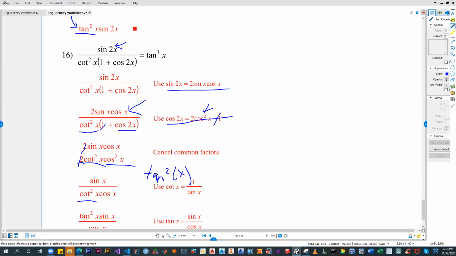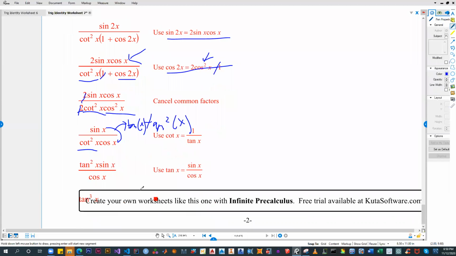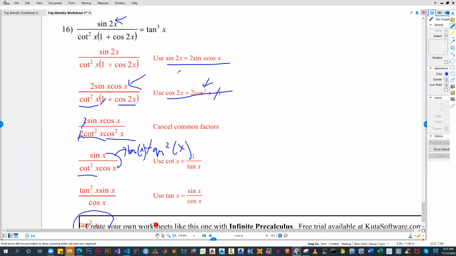Tangent squared, and then this sine over cosine. Sine over cosine gives you tan, right? So you get tan x times tan squared x gives you tan cube x, right? It's right here actually. Does this last one make sense? It's just a bunch of those reciprocals. You just have to plug in a bunch.